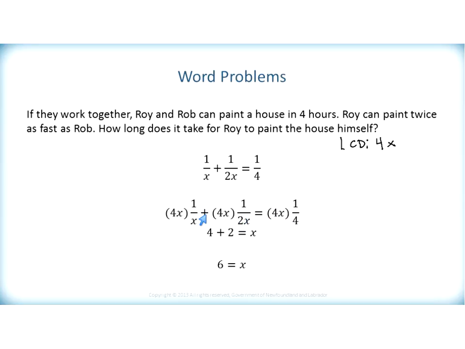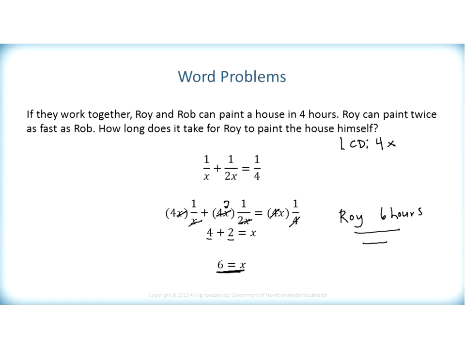When we do that, we can cancel the factors. This would leave 4 times 1 is 4. We cancel the common factor of 2x, leaving 2, and 2 times 1 is 2. We can cancel the common factor of 4, leaving x times 1. This will give us x equals 6. So Roy would take 6 hours to paint the house.